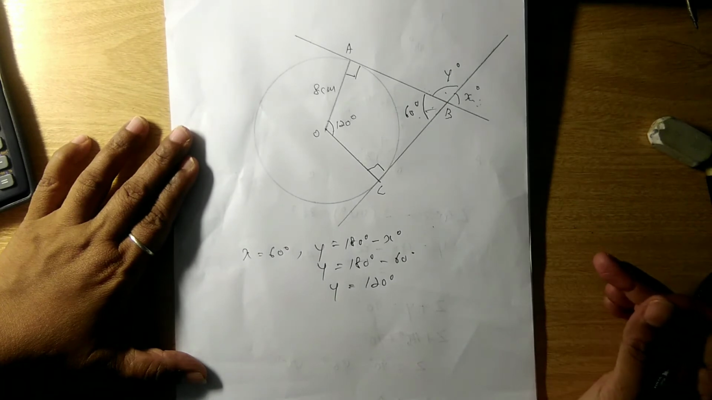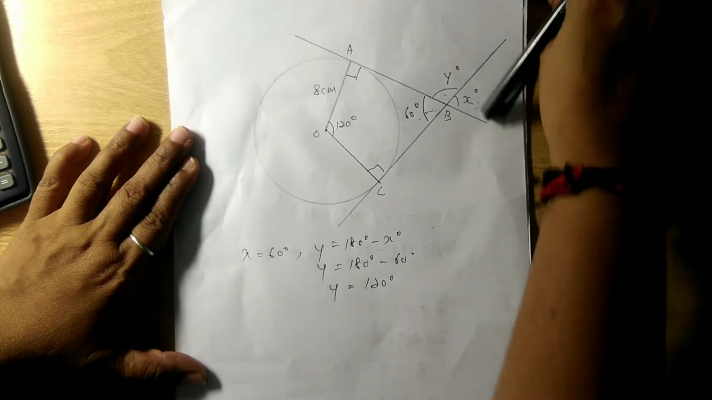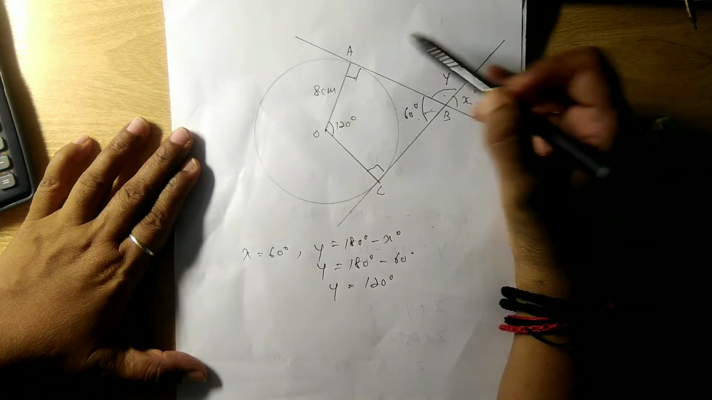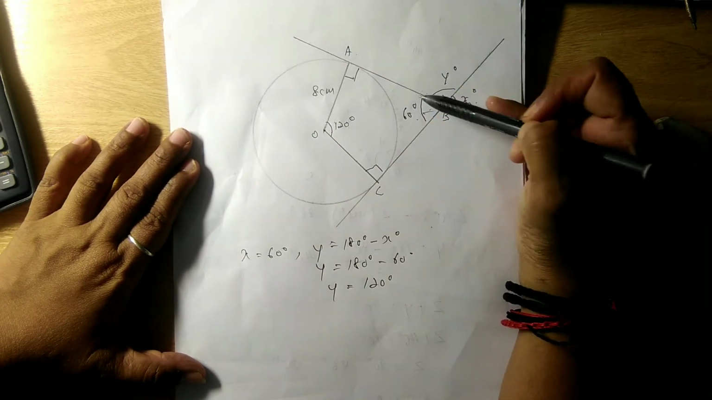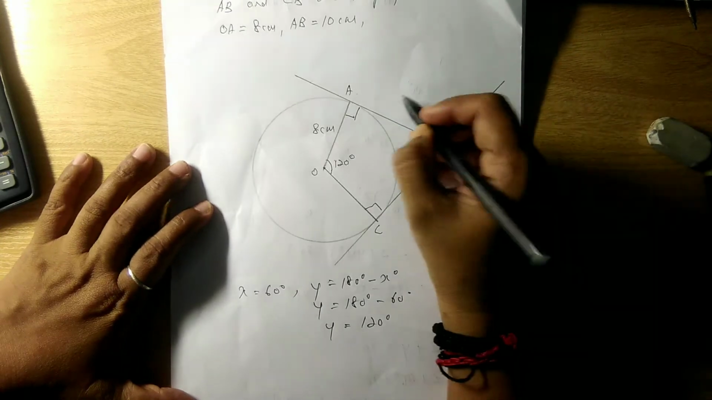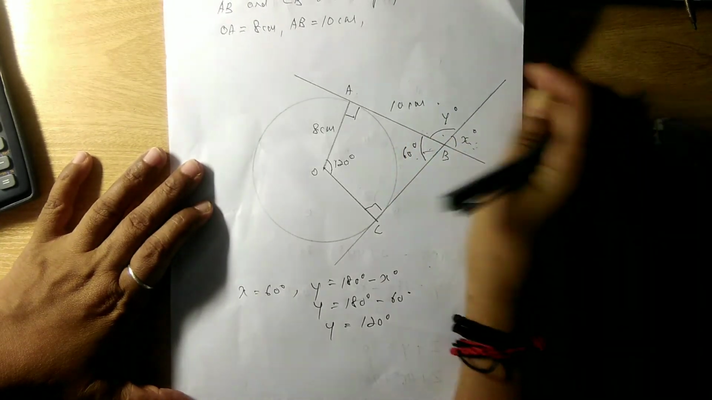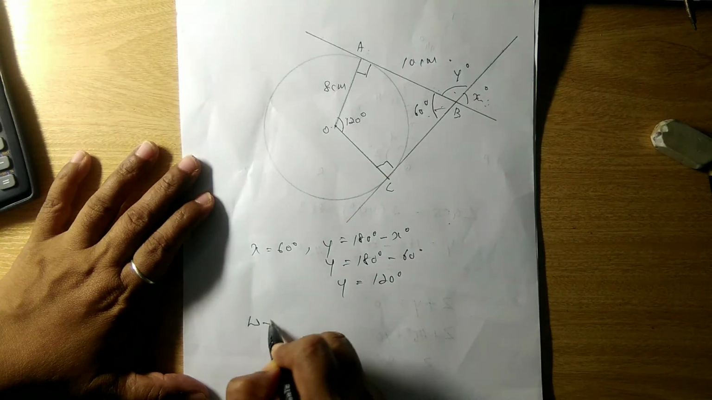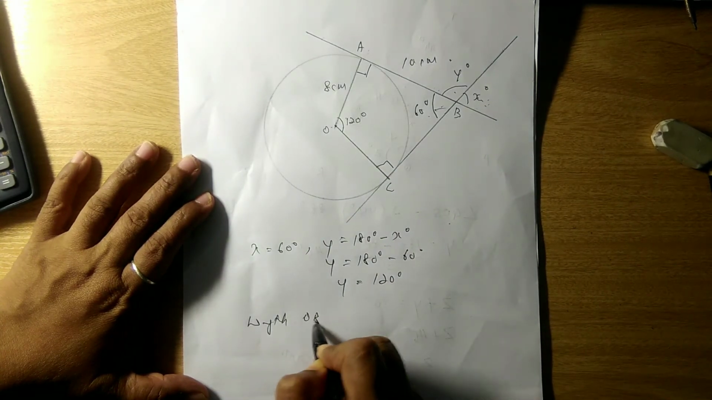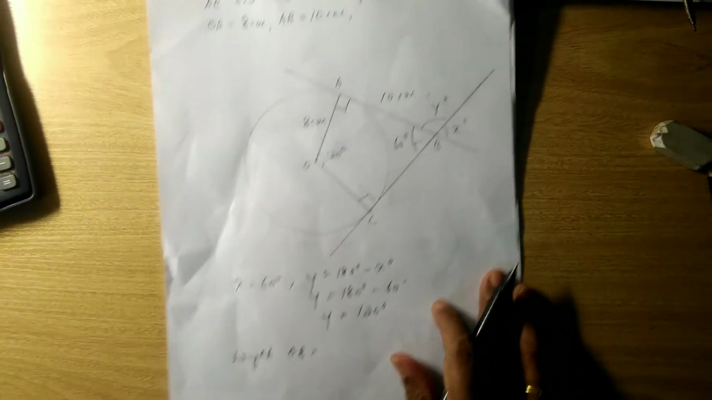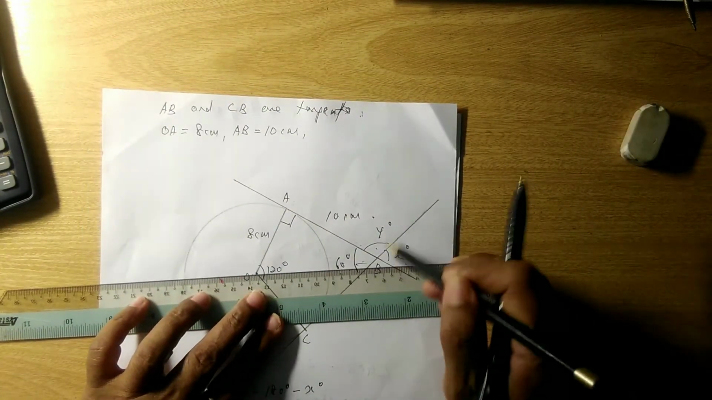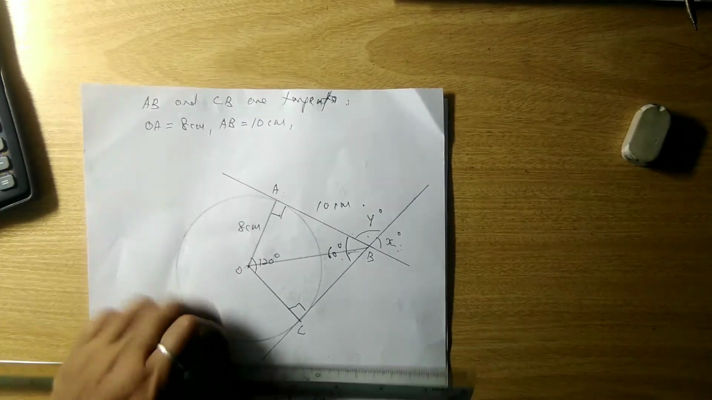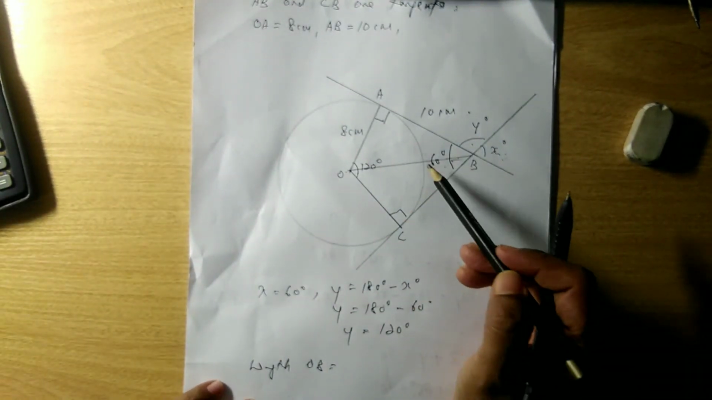Another question. Now let's say we are looking for length. Your radius is given as 8 cm. This is your AB, a tangent, which is given as 10 cm. The question wants you to look for OB, the length of OB. If you connect this, this is what we're looking for.